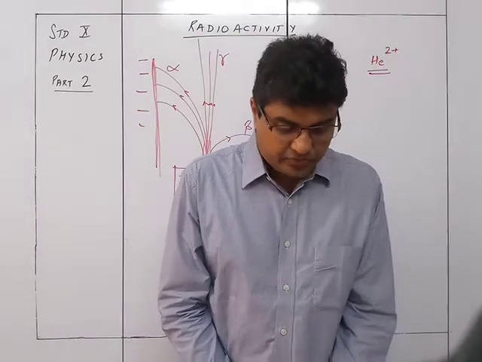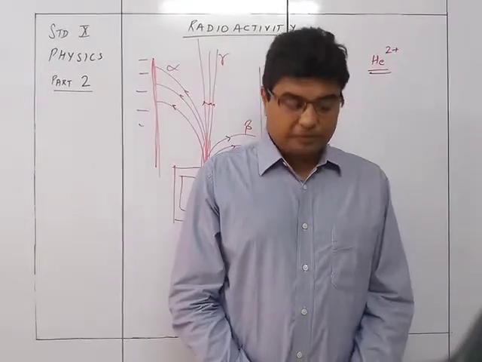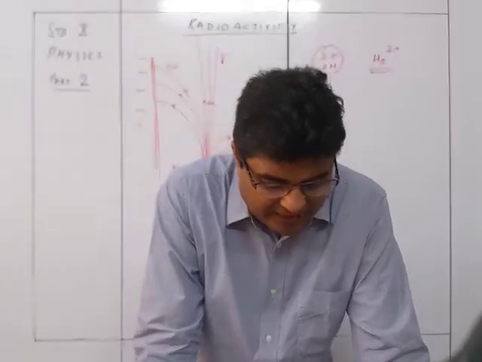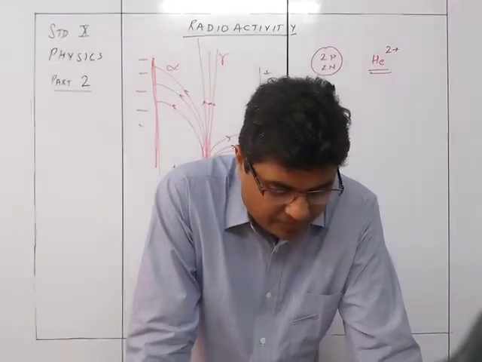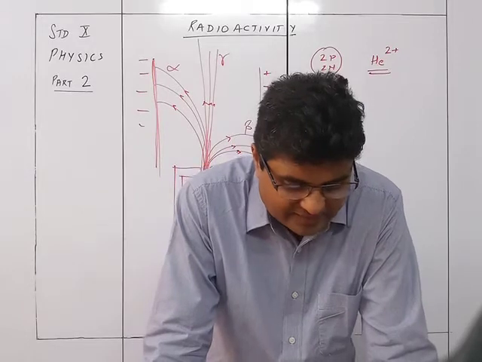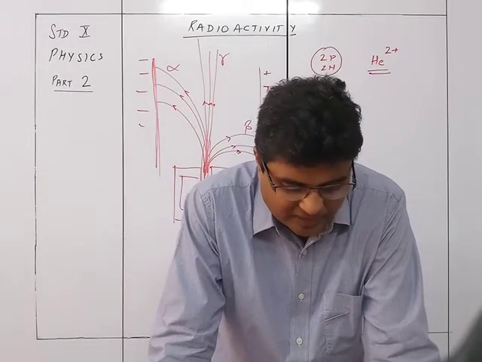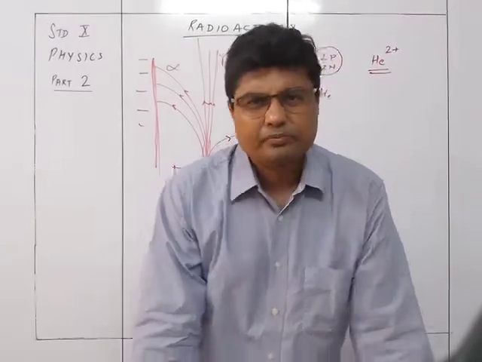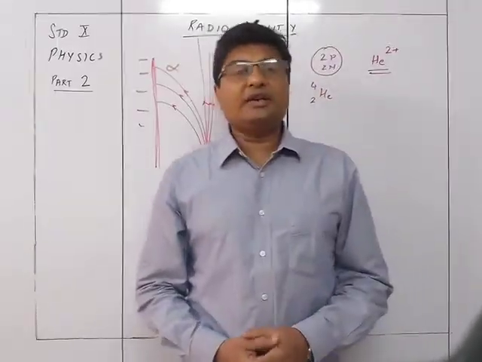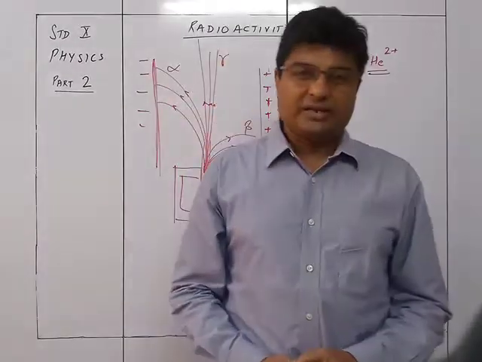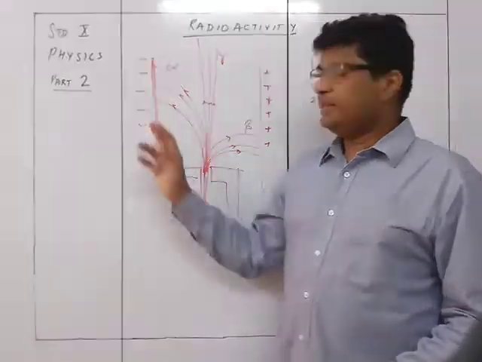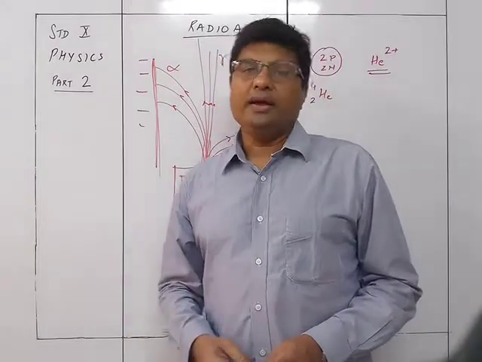We move on to the sixth part: alpha particles are positively charged, so they are deflected by the electric and magnetic field. The deflection of alpha particles is less compared to beta particles because alpha particles have more mass than the beta particles. So yes, alpha particles are positively charged, and because of being positively charged, they are deflected. We can see that they are deflected by the magnetic field or the electric field.